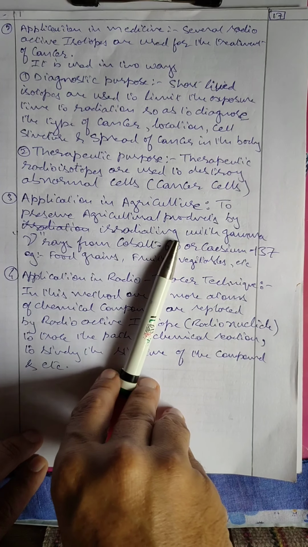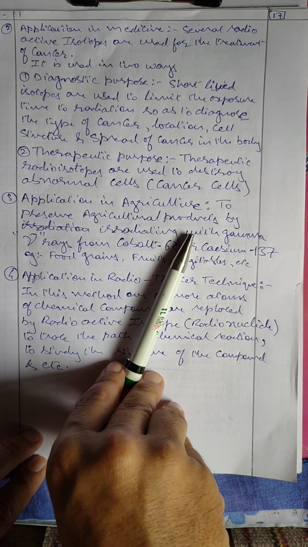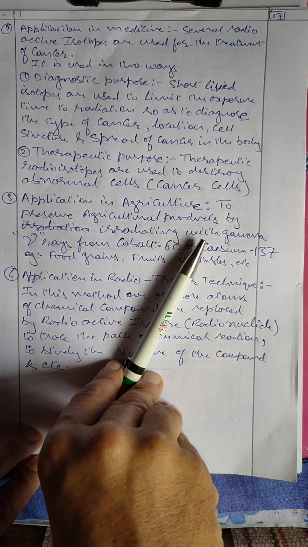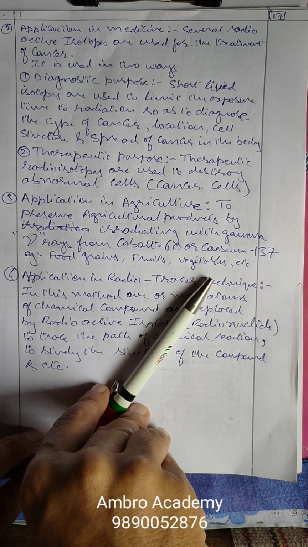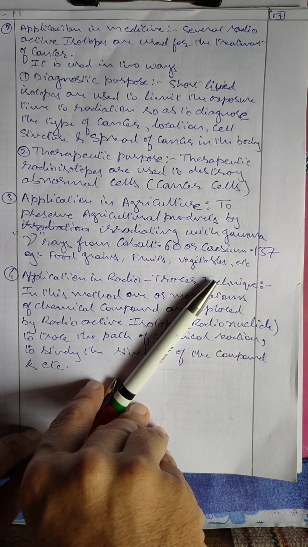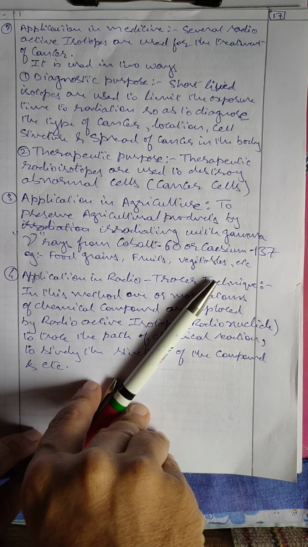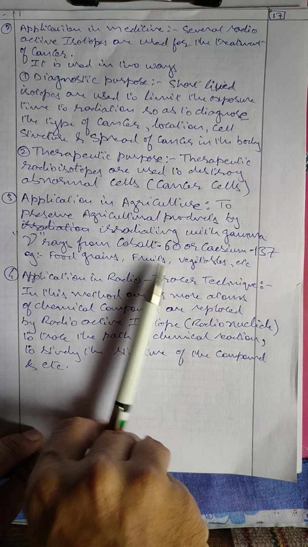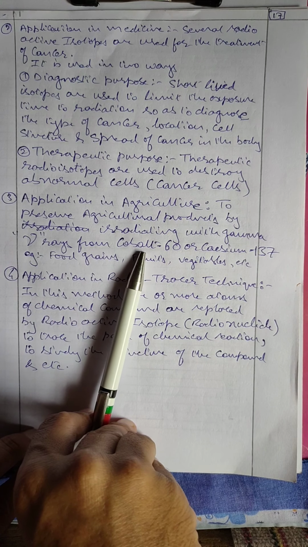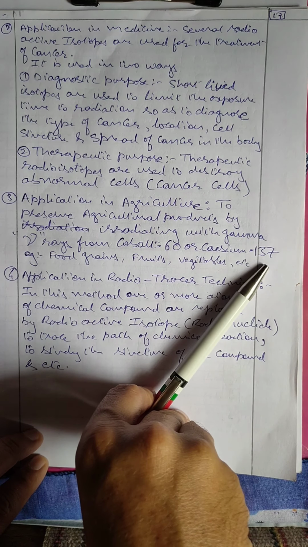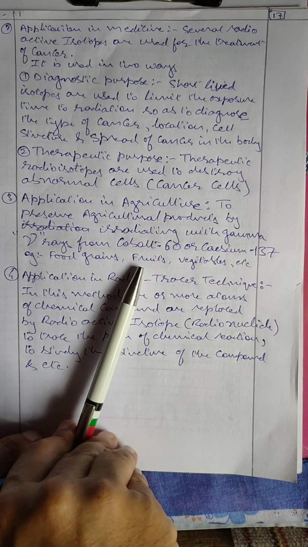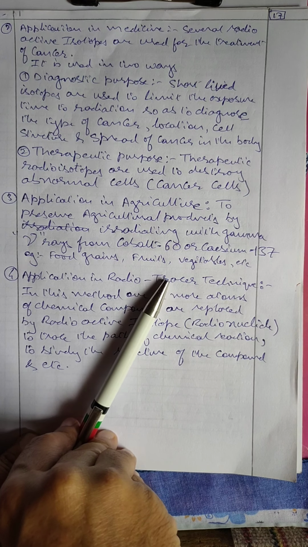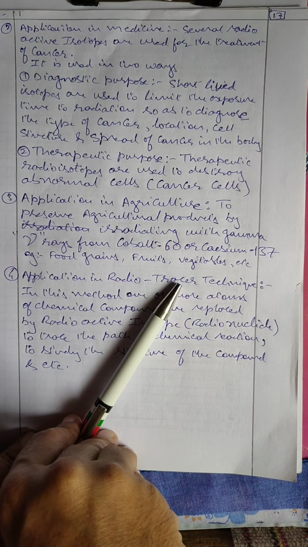The next application is in agriculture, to preserve the agricultural products. Suppose we take the example of food grains, we are stocking food grains like wheat, jowar, corn, etc., even fruits and vegetables. But what happens, they get decomposed by means of microorganisms. So they pass these food grains through gamma rays, and these gamma rays are from cobalt 60 or cesium 137. When these rays are passed on, it kills all the microorganisms and the food is preserved for a long period of time. Even in India, we are using this type of preservation technique.